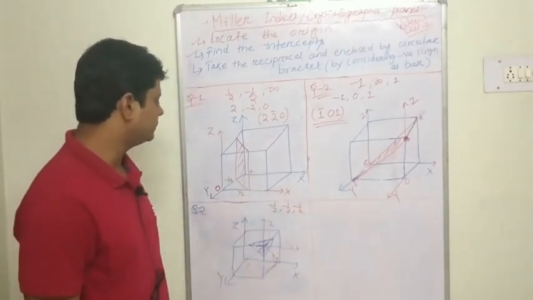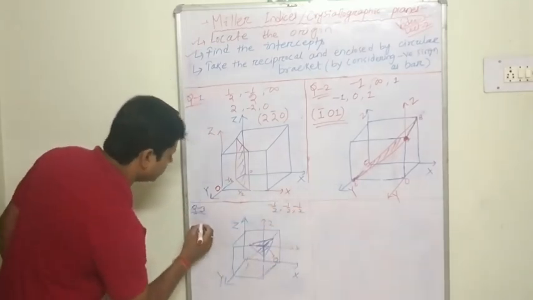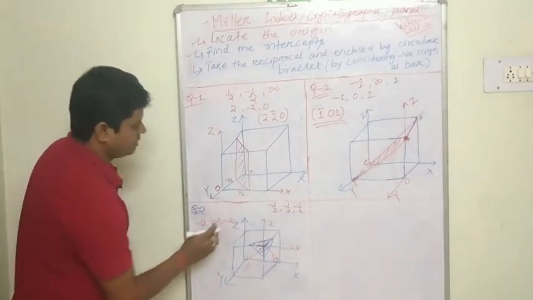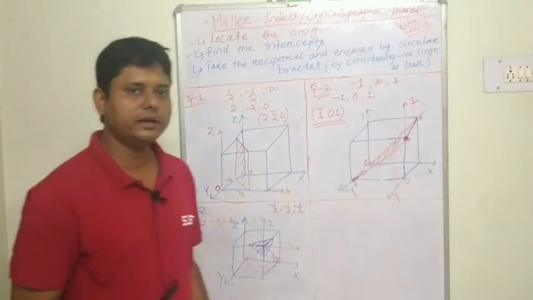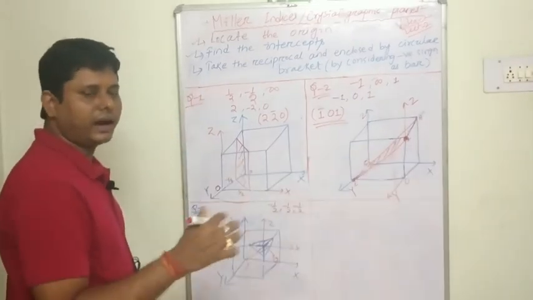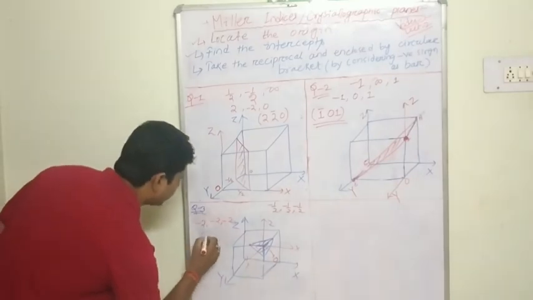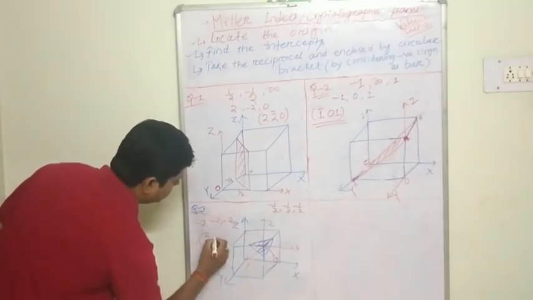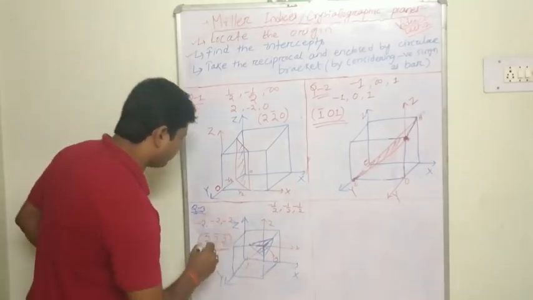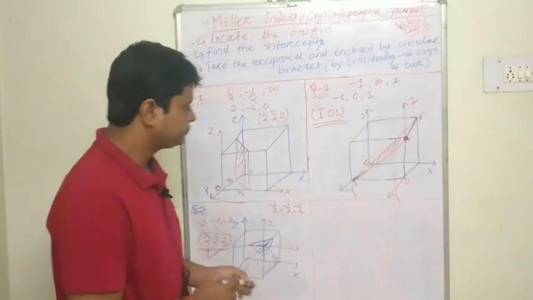Now we have to take the reciprocal of these values, then we find minus 2, minus 2 and minus 2. Okay, now for the Miller indices, put the bracket, remove the negative and remove the comma. So put the bracket, 2 bar, 2 bar, 2 bar will be the so-called Miller indices of this plane.